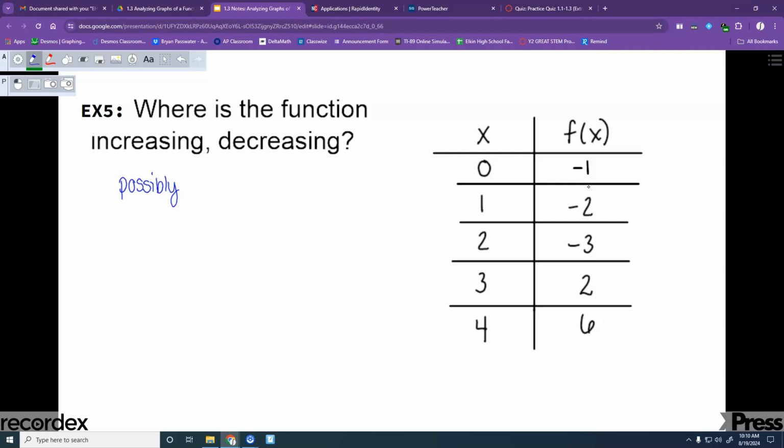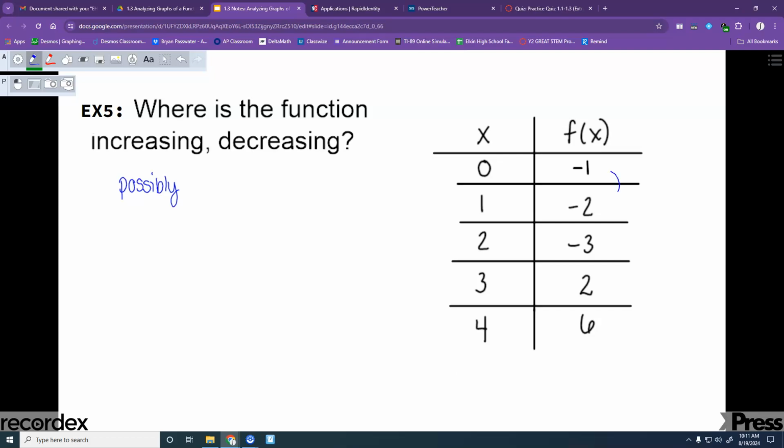So first thing you want to do is make sure that your x values are going from left to right. If these were backwards, if they were 4, 1, 2, 3, or 4, 3, 2, 1, then we would have to sort of reorder our table. But they are going left to right, 0, 1, 2, 3, 4. So this is going left to right, so we're good. We want to be looking at these left to right.